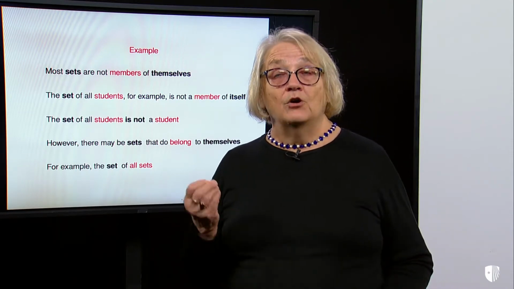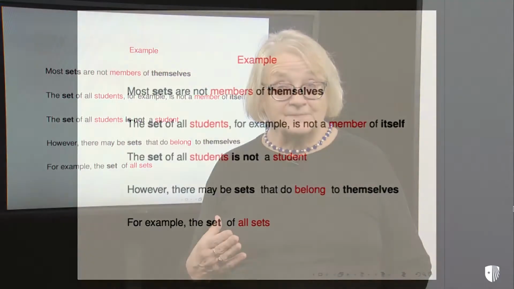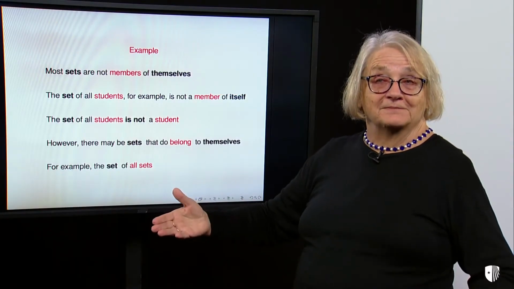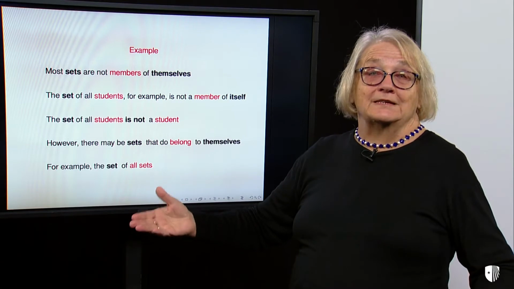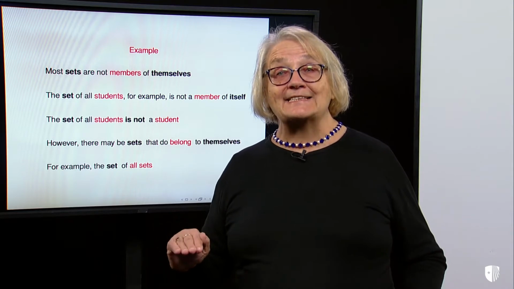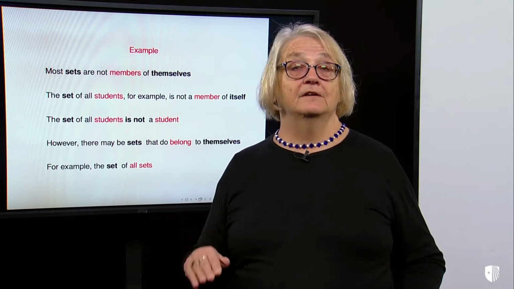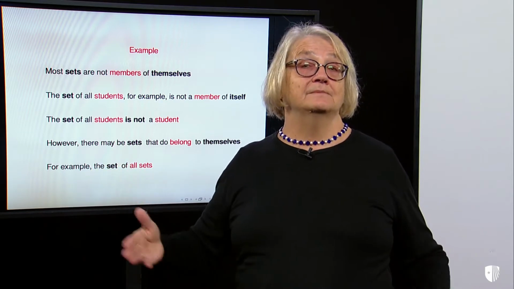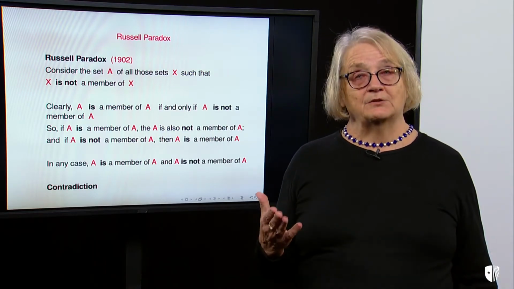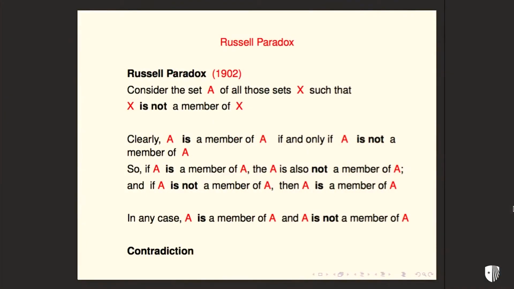Most sets are not members of themselves. So, for example, the set of all students is not a member of itself, because the set of all students is not a student. However, there might be sets that belong to themselves. For example, the set of all sets is a set. And here comes the Russell paradox. That reasoning I carefully read and showed was Russell's reasoning.